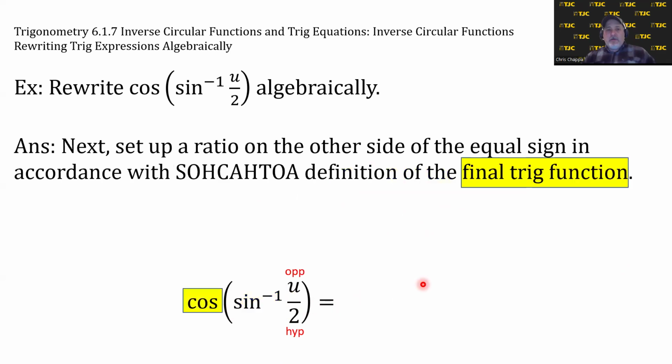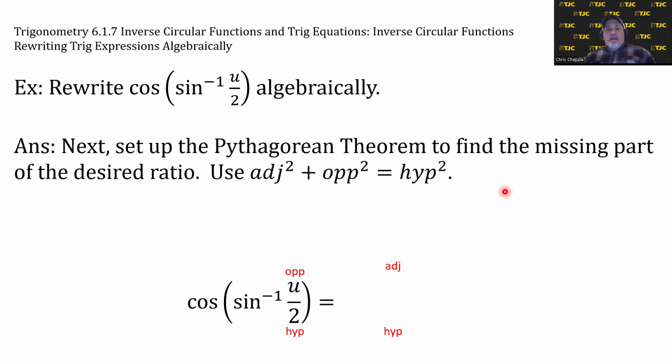Then we set up a ratio on the other side of the equal sign in accordance with the SOHCAHTOA definition of the final trig function, in this case cosine. Cosine is adjacent over hypotenuse. So on the other side of the equal sign, we'll set up adjacent over hypotenuse. And now we've got to find the missing piece. Notice we have assigned values for opposite and hypotenuse, but not adjacent. We have to find adjacent. We're going to use the Pythagorean theorem.